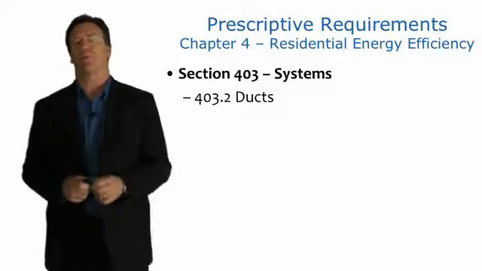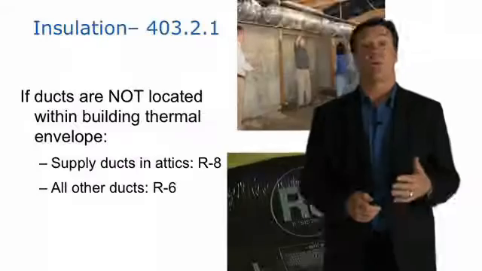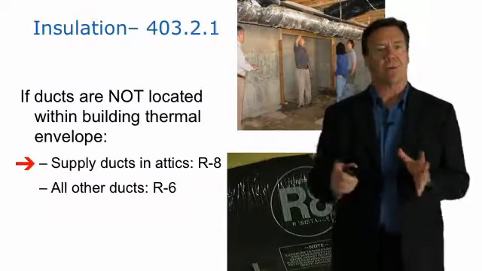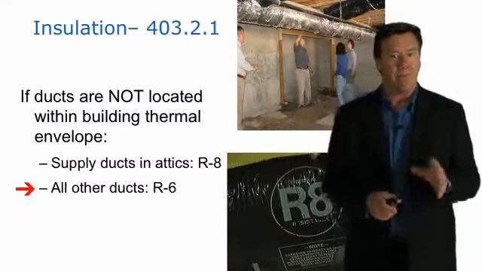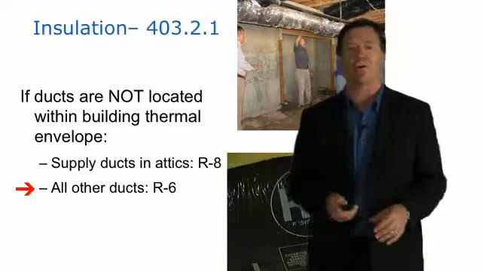Now let's talk about the prescriptive requirements for systems. If we look at ducts, the requirement for attics, for example, is R8. Everywhere else, the requirement is R6. Building framing cavities, again, can't be used for supply ducts, but they can be used for return air ducts. Not recommended.